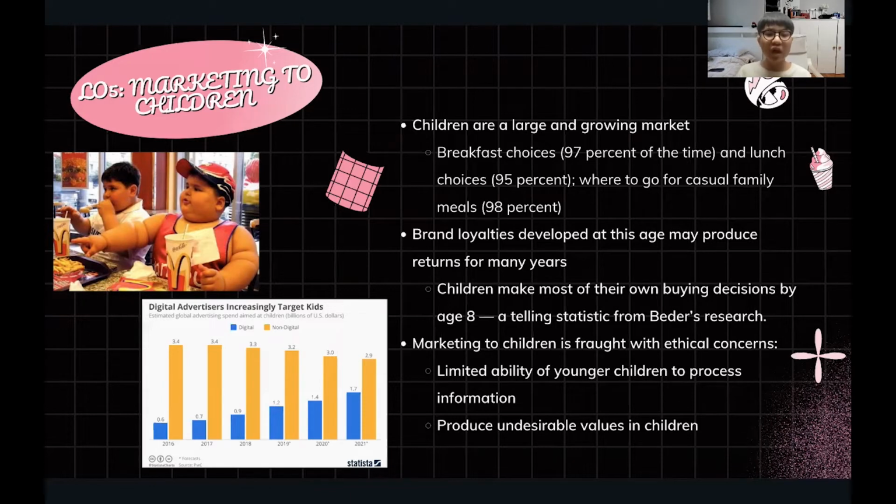The limited ability of younger children to receive information and to make informed purchase decisions is a problematic issue because they don't have enough knowledge and information to know which one is good and which is not. Secondly, it could instill undesirable values in children, result in inappropriate diets, and cause some unhealthy levels of family conflict.